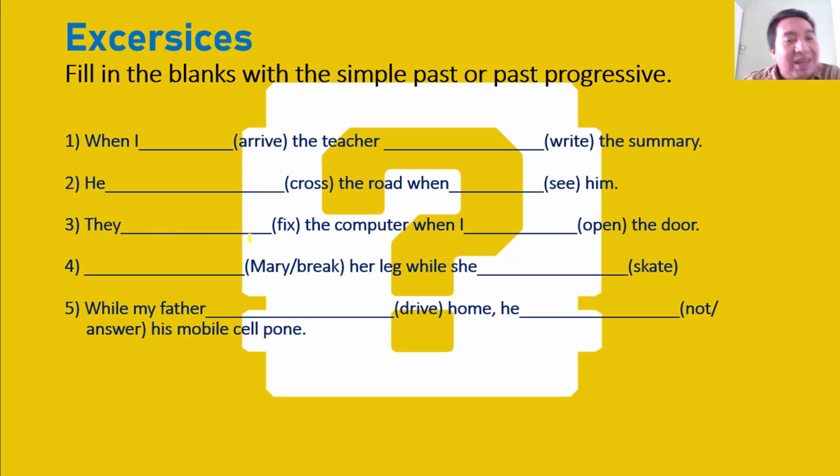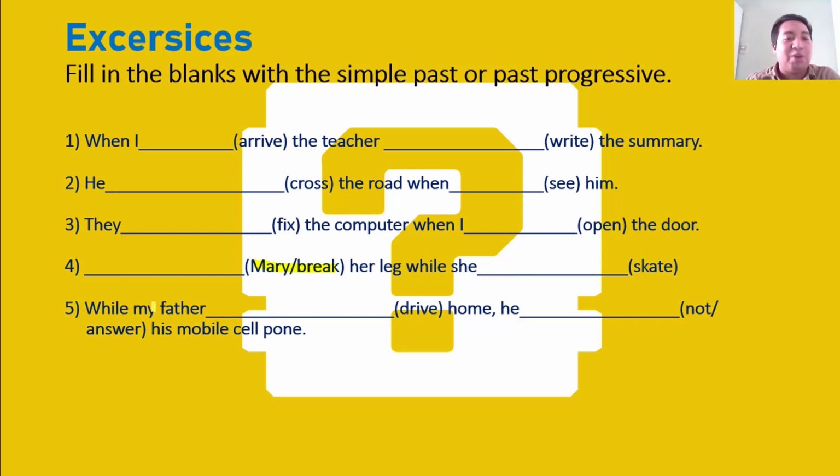Number three, they, the computer, when I, the door. In this case, we have they were fixing. We can use they were fixing, past progressive, the computer when I opened the door. So here we have simple past. For number four, we have her leg while she. We can use, for example, Mary broke, simple past, her leg, past progressive, while she was skating.